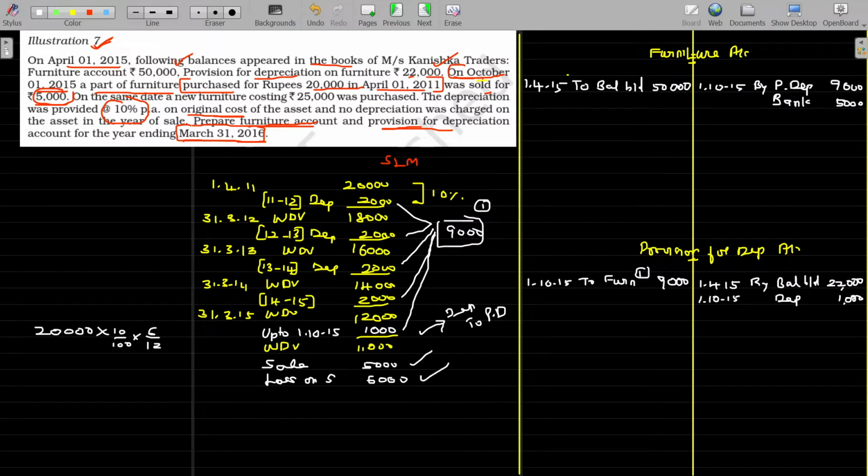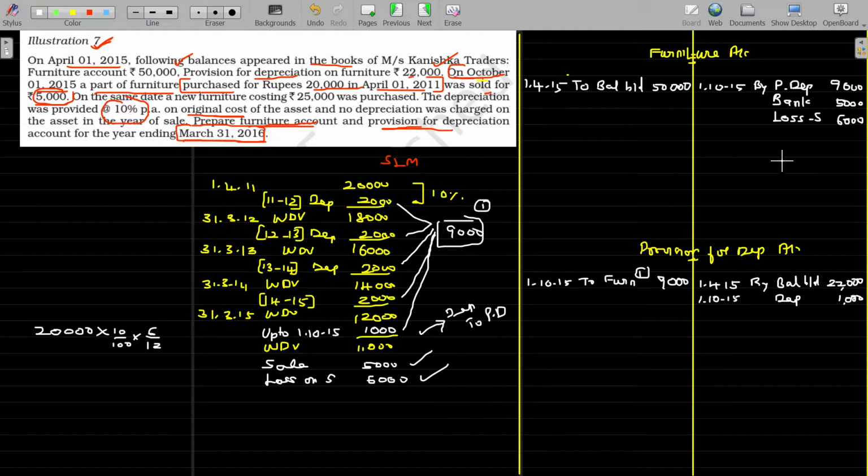And we face a loss of rupees 6,000, which should also be posted here, loss on sale on the same date, 6,000. So we have posted all the three. Whenever there is a sale of an asset, first the amount collected, and next the provision for depreciation, meaning any accumulated depreciation on the asset sold will be transferred from the provision to the furniture account. Third, is there any profit or loss because of the sale? These are the three items you have to keep in your mind.